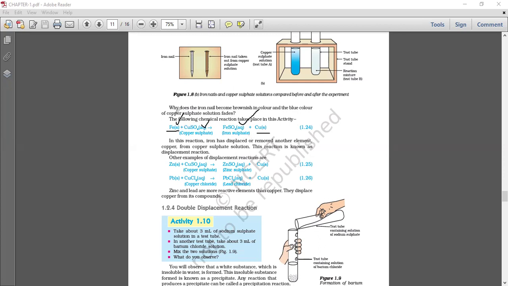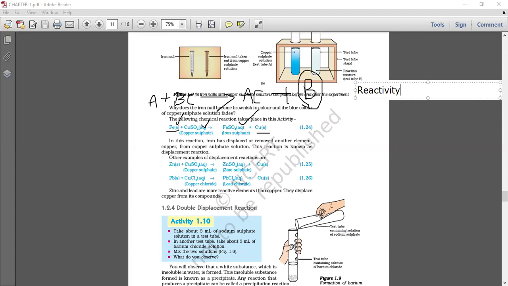If I write the same with a hint, A plus BC gives rise to AC plus B. What happened? B is displaced, so we can consider that B is a less reactive element. Before going further, we should know the reactivity series of metals, which we study in the third chapter. So I'll tell you here the reactivity series of metals.